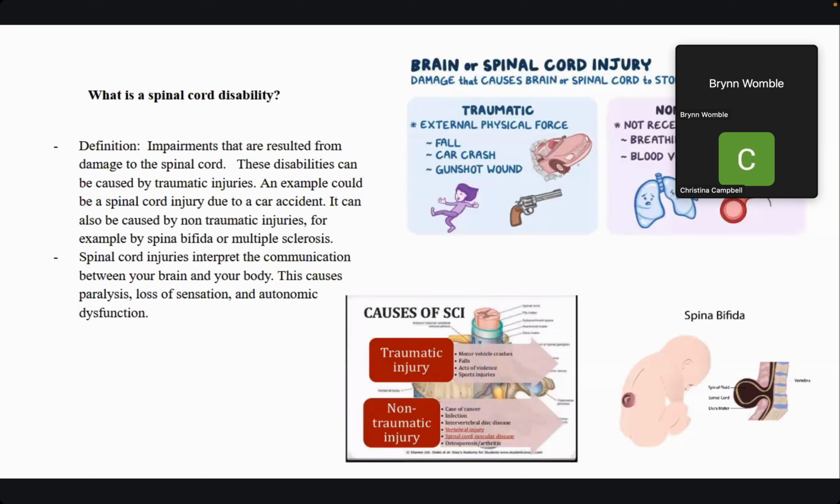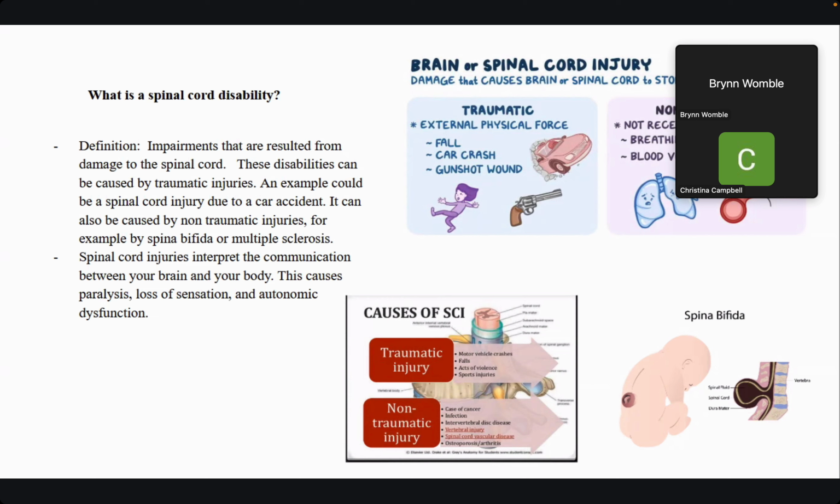So, what is a spinal cord disability? The definition is spinal cord disabilities refer to the impairments that result from damage to the spinal cord. This can lead to varying degrees of motor and sensory dysfunctions. Many of these disabilities are caused by traumatic injuries. An example could be a spinal cord injury due to a car accident. It can also be caused by non-traumatic injuries, for example, by spina bifida or multiple sclerosis.